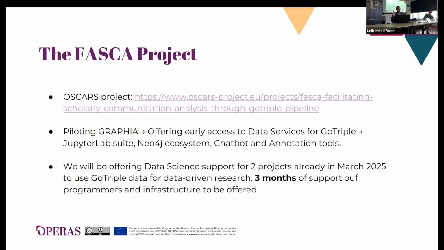So this is the GRAPHIA project, and it will be going on for 3 years, but we also have a smaller project that is, in fact, a pilot of GRAPHIA that we got through Oscar's EOS calls. Basically, this is a smaller pilot that implements some basic data services for GoTriple. So it is a suite of Jupyter Lab, Neo4j, and chatbot annotation tools, and we will be deploying them and have a small open call in March 25, and you can get 3 months of data scientist support for your project, right? So you don't get any funding, but you get programmers to help you develop your project and publish something.